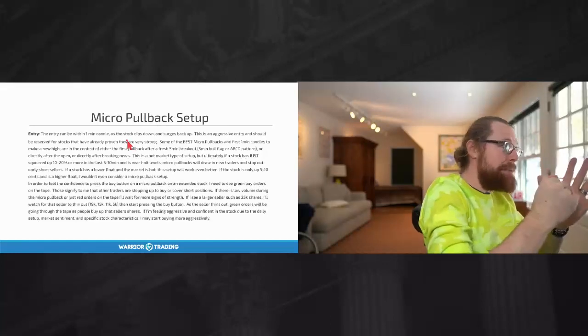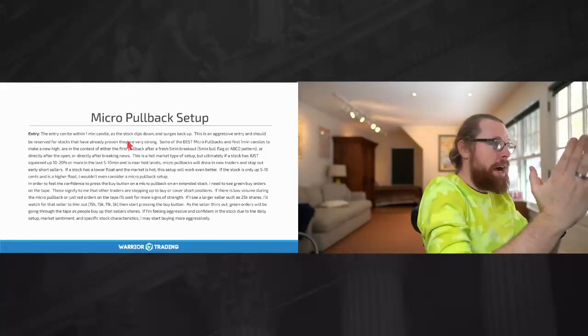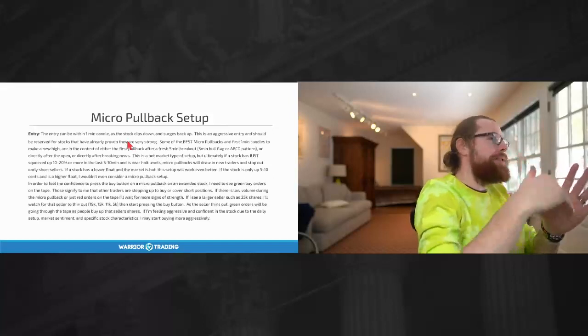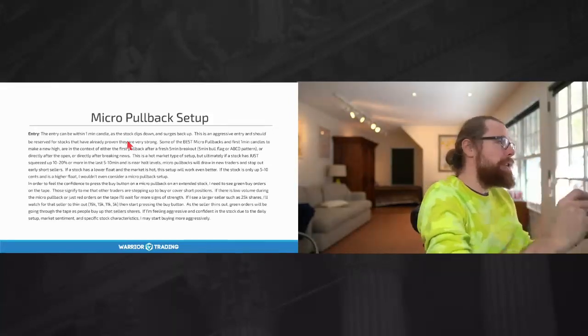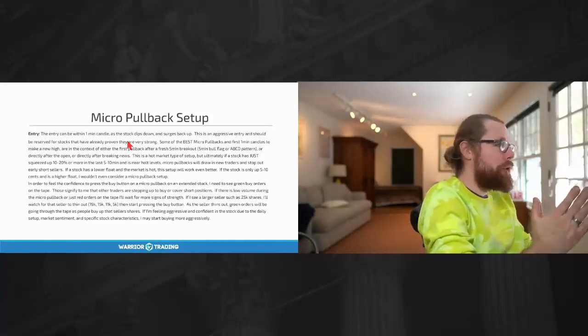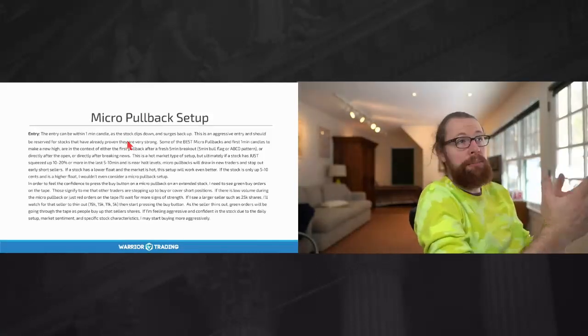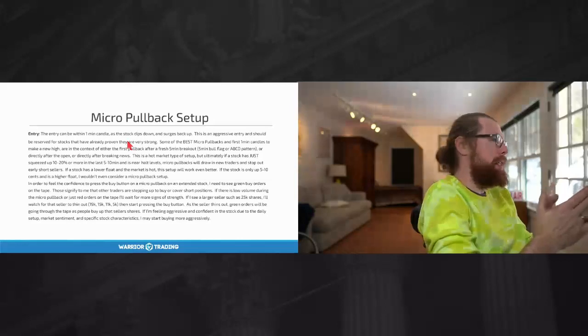We buy that dip, or we wait for it to curl back up, and as it breaks back over a $0.50 or a whole dollar, that can be the long. It's an aggressive entry. It should be reserved for stocks that have already proven they are very strong. In other words, probably a stock that's parabolic, like CLPS was.